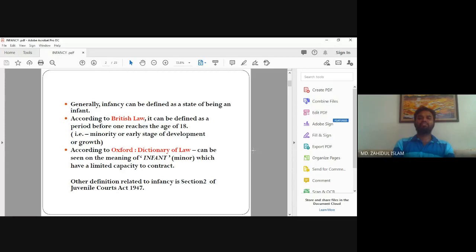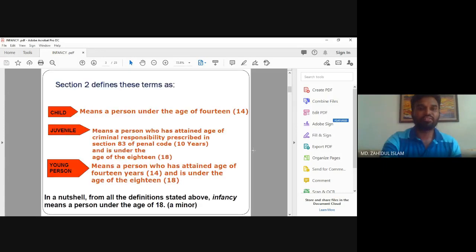Juvenile Code Act 1947, Section 2 of the Juvenile Act 1947 defines this. There is a definition, they mention three types of infant people. Number one, children, means a person under the age of 14. Section 2 mentions three types of infant people. So number one means a person under the age of 14. Who is under the age of 14? They will be treated as a child.